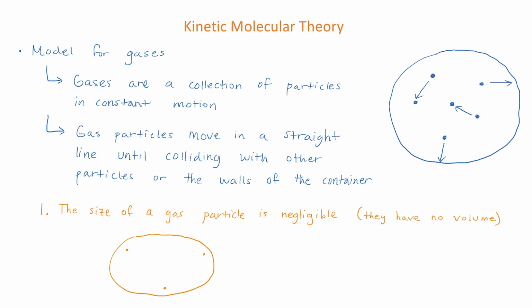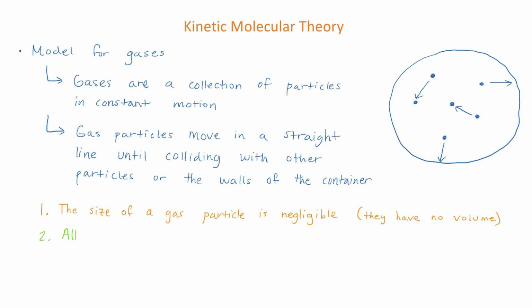If you have a sample of argon gas and it's at STP conditions, about 99.9% of that volume that the gas is taking up is empty space, because only about 0.01% of the volume is actual argon atoms. That's just how small and far apart these gas particles are. So when you think about gas particles from this perspective, it's not such a far stretch to assume that the size of the gas particle is negligible.